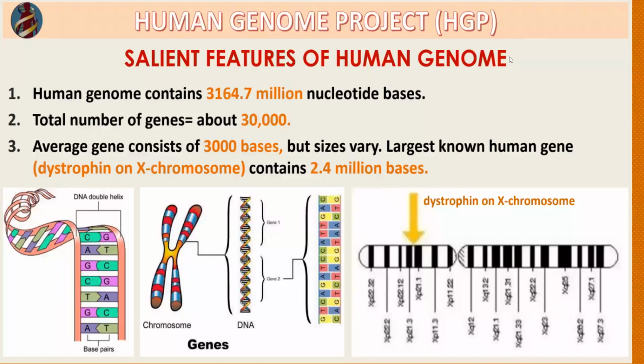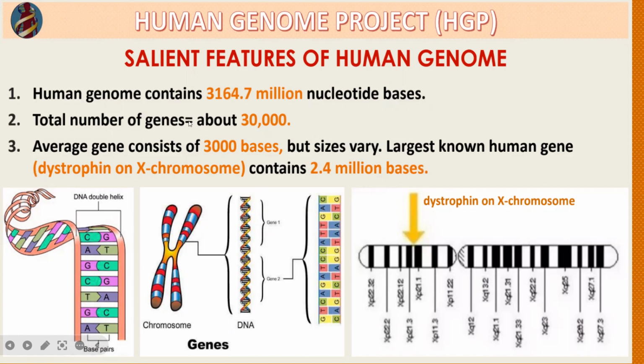Salient features of the human genome. The human genome contains 3164.7 million nucleotide bases. What was the cost for one base pair? $3. So almost $9.5 million was the cost.